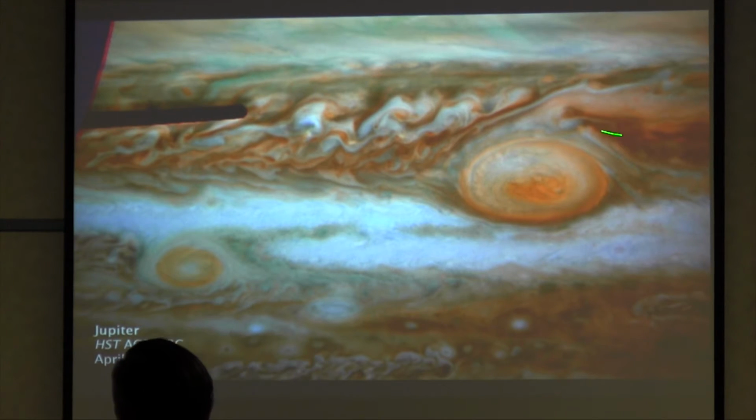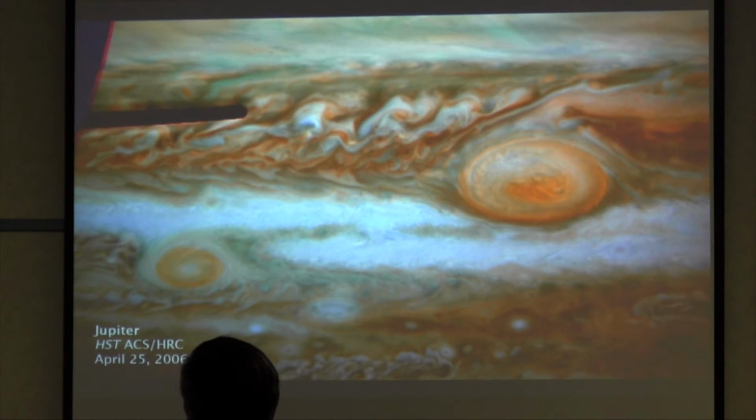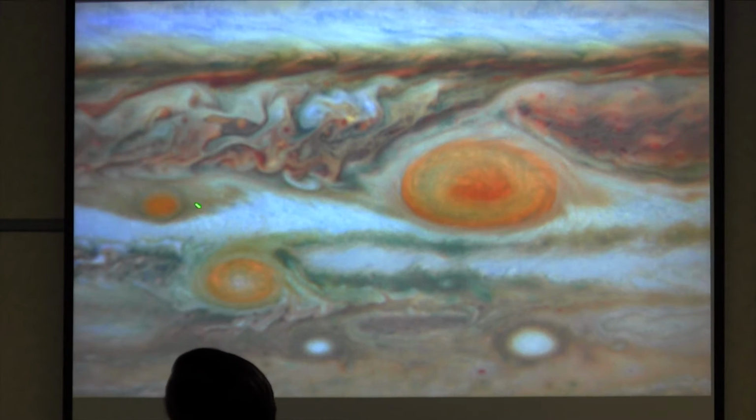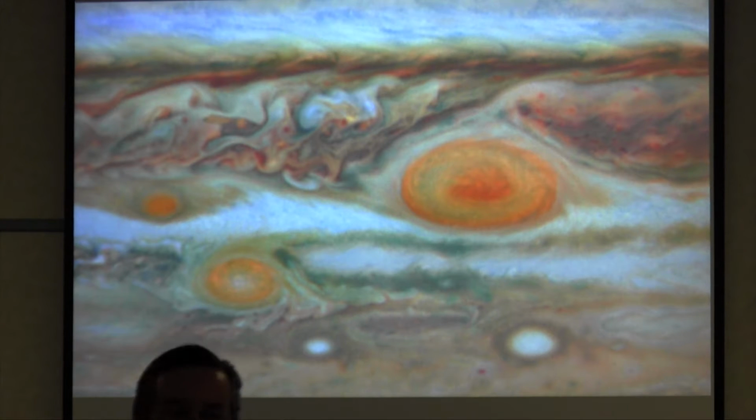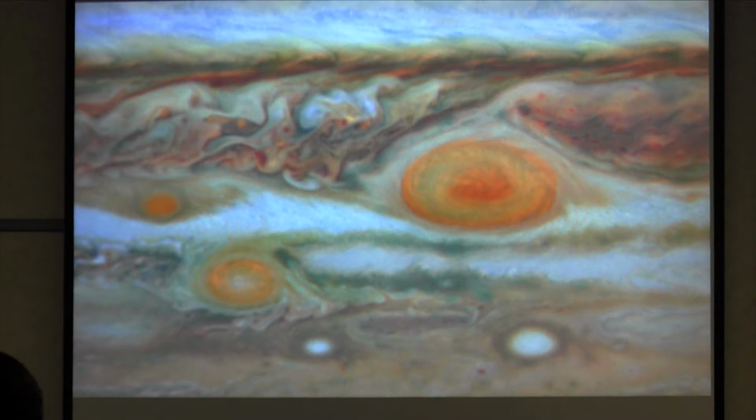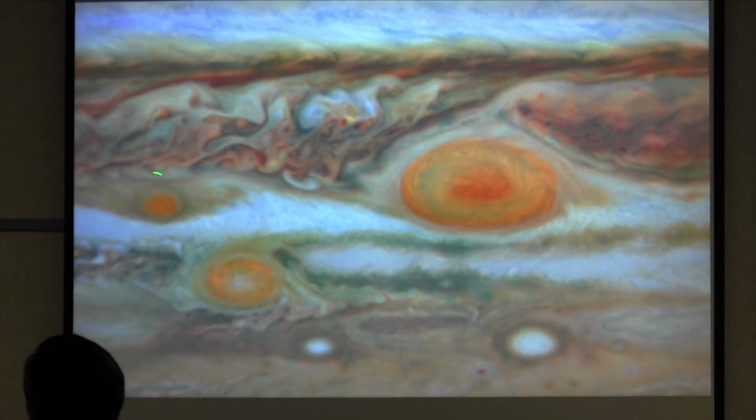So we've seen the Great Red Spot. We saw the formation of Red Spot Junior. We also, in 2008, saw the baby red spot. All right? This is one we didn't see form. It just appeared when we looked at Jupiter once.